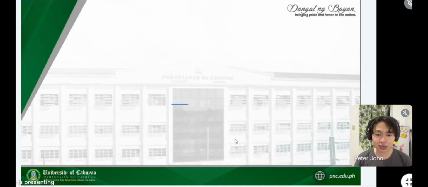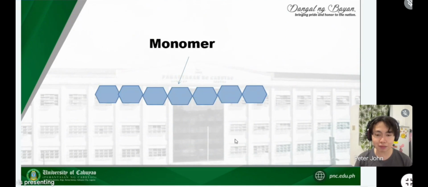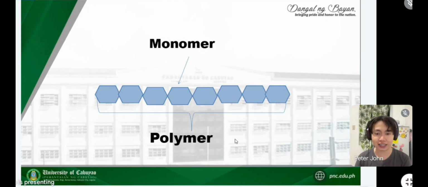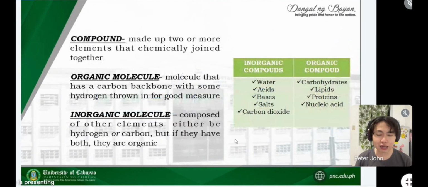Next, we have the term monomer. As we said earlier, the one unit, mono, forms a polymer. We will see its structure later on. Next, we have the term compound. A compound is made up of two or more elements that chemically join together. Compound is the most general term we use for that.